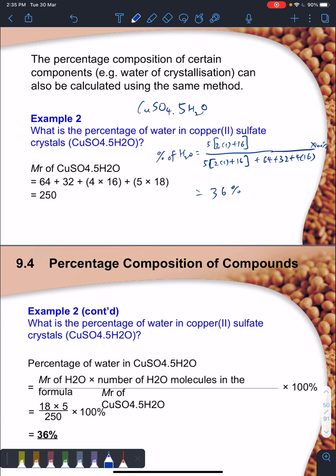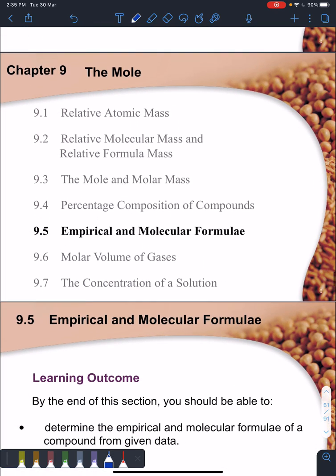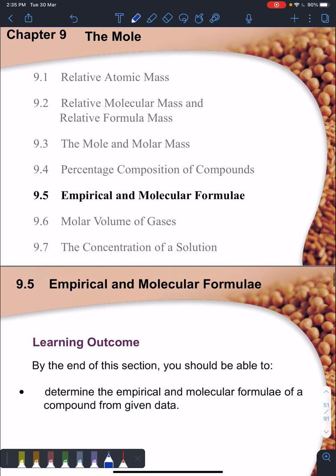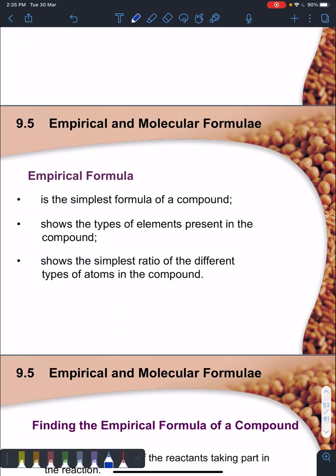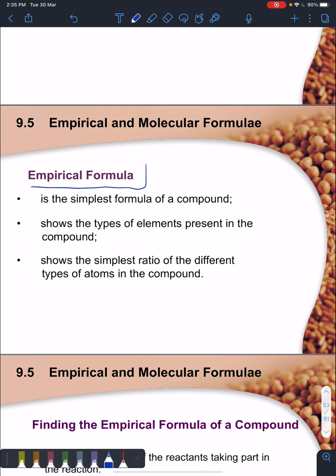Okay, moving on. So now that we know how to do this percentage by mass, we can proceed on to approach what we call empirical formula, molecular formula. So when you see the word empirical formula, don't panic. Simply associate the word empirical to the word simplest. So think of it as simplest formula, whereas the molecular formula means the actual formula.